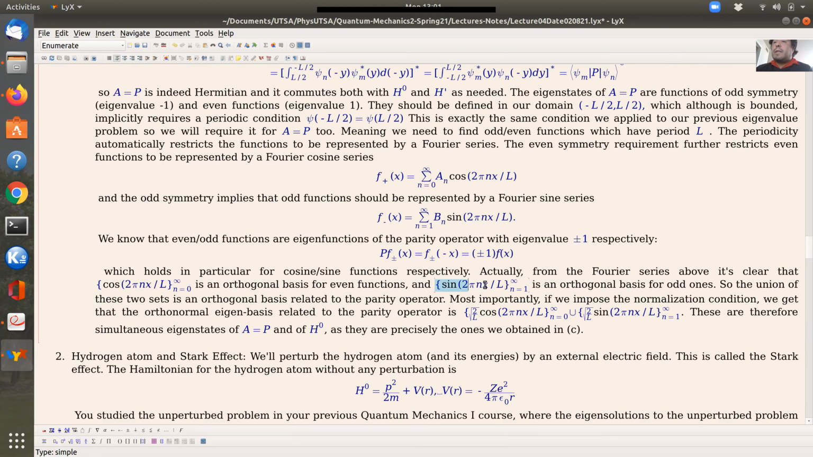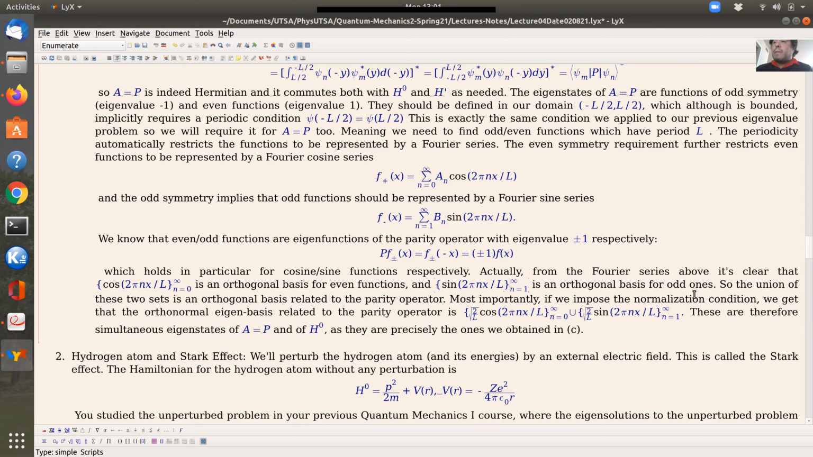And then the set of sine functions of this form, where n goes from 1 to infinity, to avoid the trivial zero case for n equal to 0, is orthogonal for odd functions. So this is clear from this part, because basically I'm able to represent any even or odd function that has to be periodic with period L in this fashion.